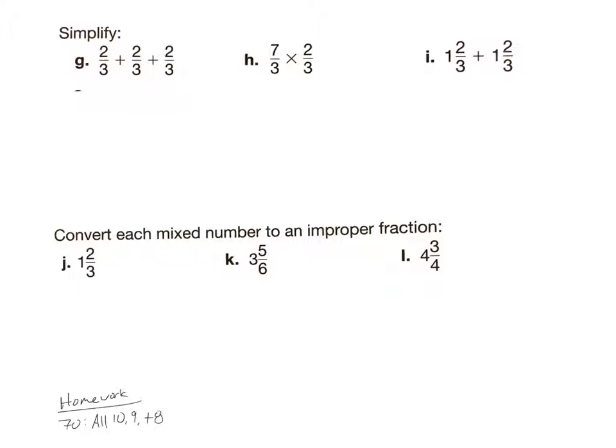Alright, simplify these. Remember, if we're adding or subtracting, we have to have the same denominator, which we have, and we just add the tops. So this is going to be 2 plus 2 plus 2, which is 6. 6 divided by 3 goes in that 2 times. So this is going to be 2.